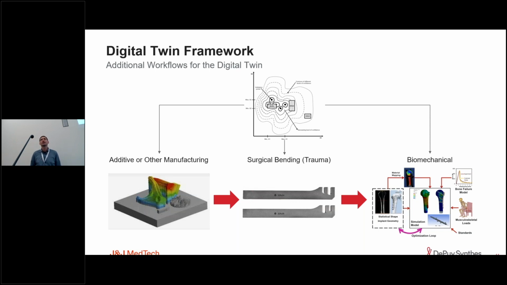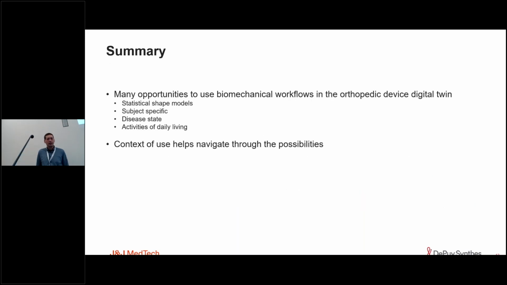Again, context of use is everything. What's your validation space, and how do these workflows flow back and forth within each other depending on your validation space and context of use? So there are a lot of opportunities to use the biomechanical workflows. I really just touched on one example here. It all depends on how you're going to use your model and what your validation space is. So there's a lot of different things to consider as you're developing these very specific workflows for your use cases.